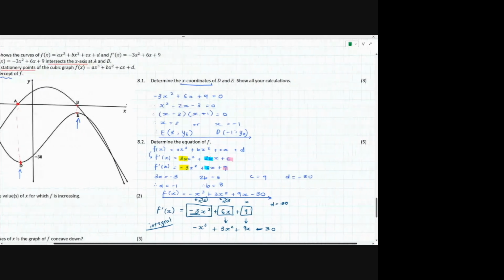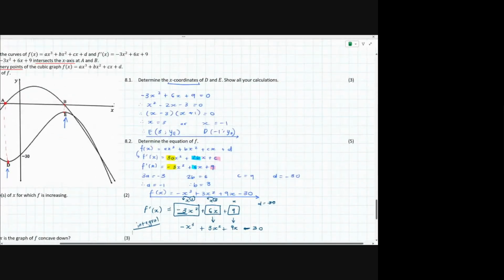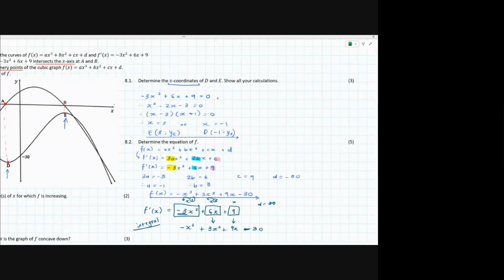Right, so your mark allocation here. This first question was for 3 marks: understanding that you needed to take your derivative, make it equal to 0, factorizing and getting your solutions. The 5 marks here: getting your derivative algebraically, essentially matching up the coefficients, getting your A, your B, your C, and then getting your equation with D as negative 30.